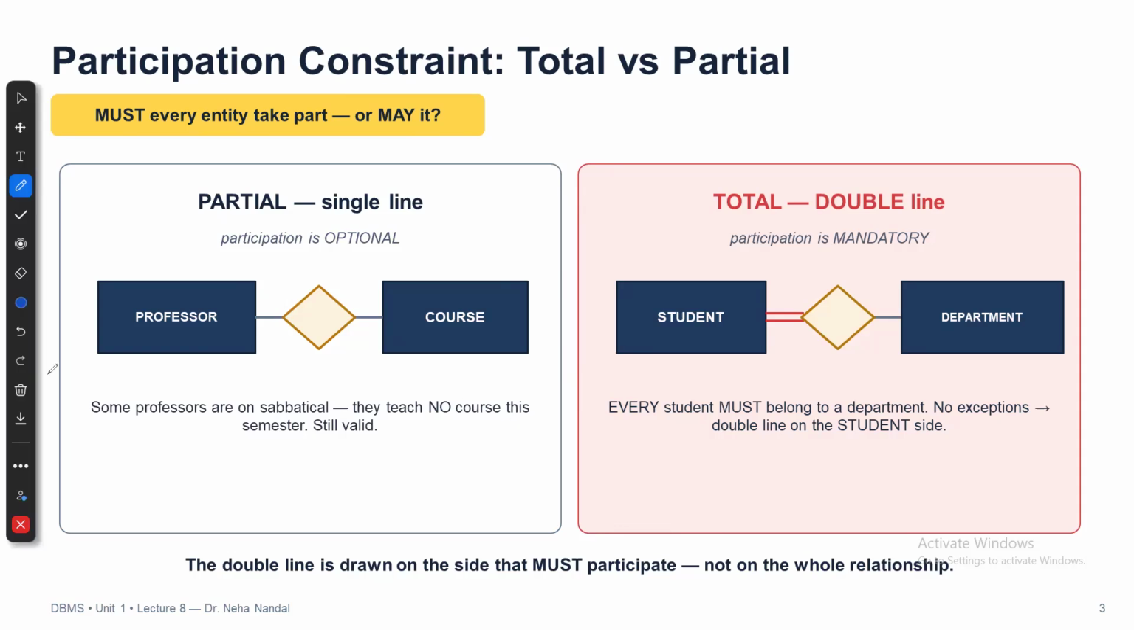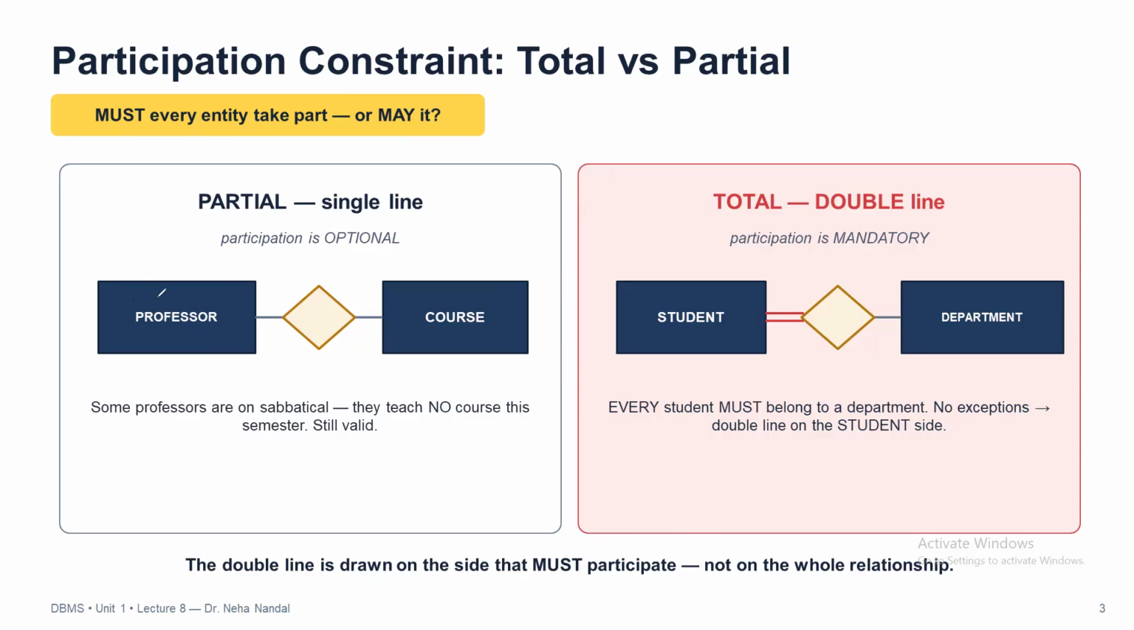Total versus partial. Look on the left side: professor and course connected by teaches. Some professors are on leave, some are on deputation, some only do research this semester. So they participate in no teaching relationship, and that's perfectly valid. That is called partial participation.